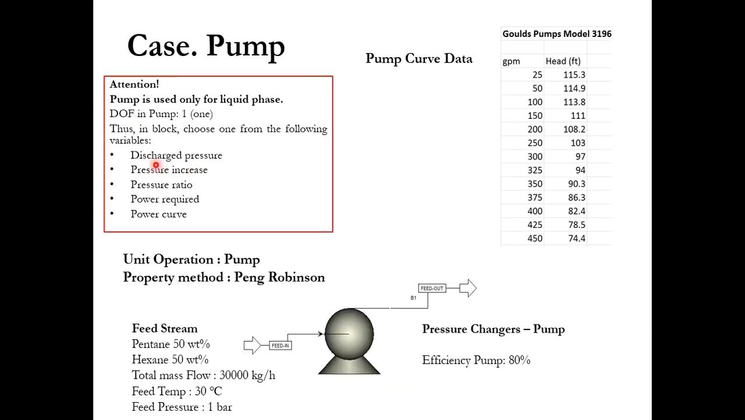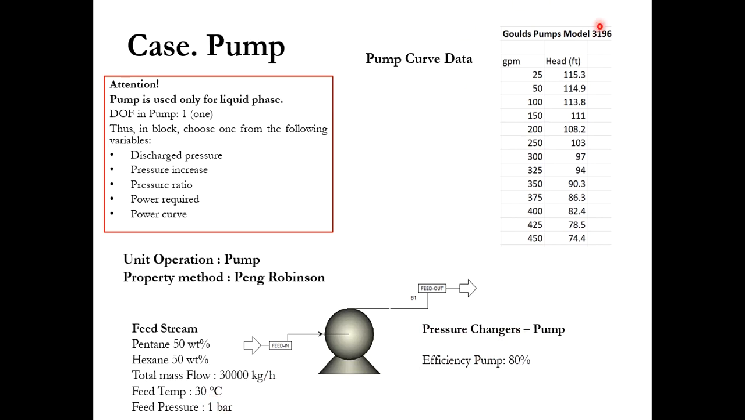Degree of freedom again will remain the one. The conditions given: pentane is 58%, hexane 58%, mass flow rate is 30,000 kg per hour, feed temperature 30 degrees centigrade, feed pressure 1 bar. And the efficiency of the pump to be used in this case should be 80%. This is similar to the previous one.